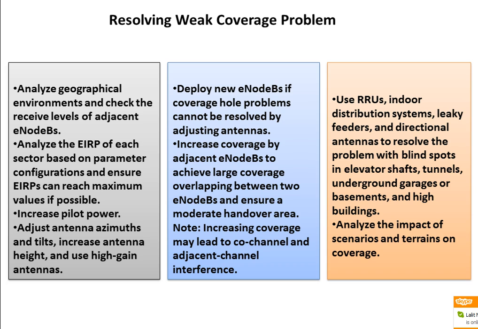So capacity node B could be required, or you can try to achieve a little bit larger coverage overlapping between two node Bs so that we have moderate handover areas and sufficient overlapping is available. And if we are still unable to achieve the coverage targets, we can use RRUs and or the indoor distribution system, distributed antenna system, or leaky feeders or directional antennas to target a particular area for the coverage and to ensure better quality in the network.